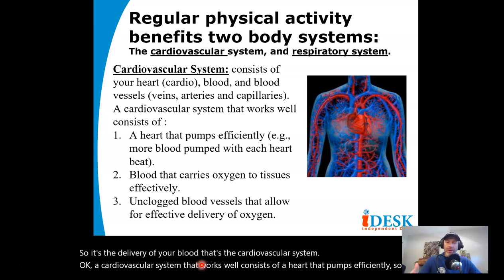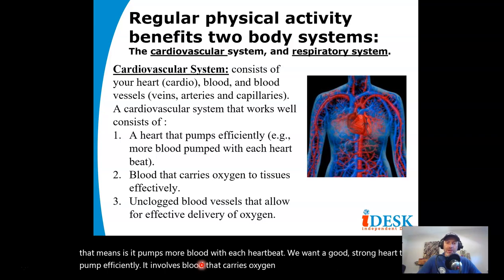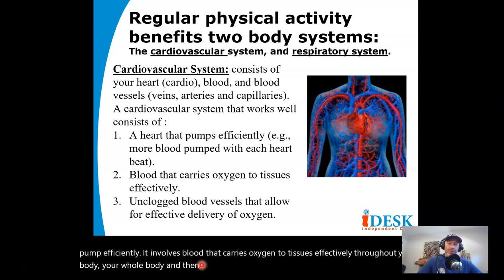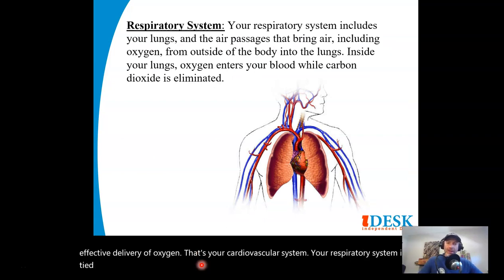Okay, a cardiovascular system that works well consists of a heart that pumps efficiently. So what that means is it pumps more blood with each heartbeat. We want a good, strong heart that can pump efficiently. It involves blood that carries oxygen to tissues effectively throughout your whole body. And then it also involves blood vessels that are unclogged that allow for effective delivery of oxygen.